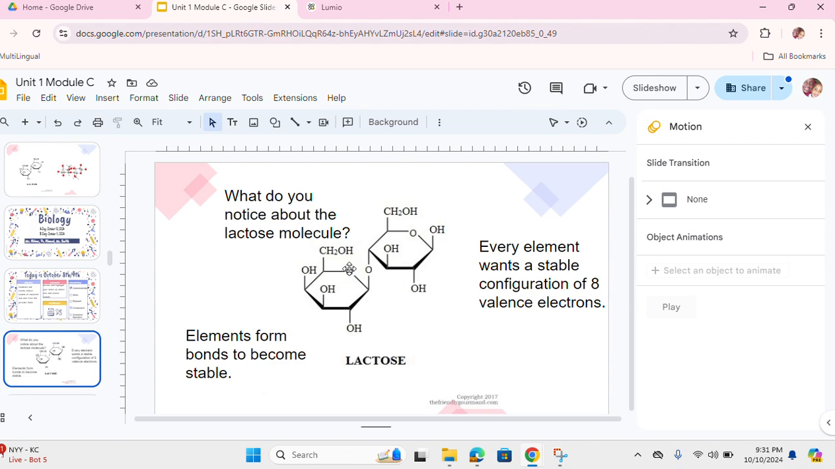So carbon and hydrogen will share their electrons in order to be stable. Elements are stable when they have 8 valence electrons. We need to remember that valence electrons are the electrons that can be found on the outer shell of an atom, and we'll look at that some more.